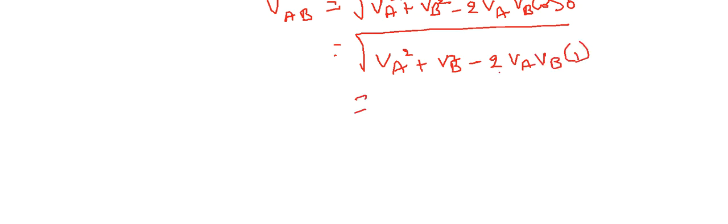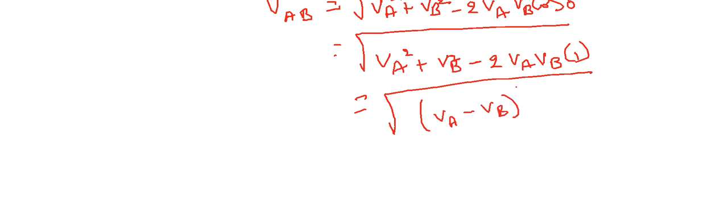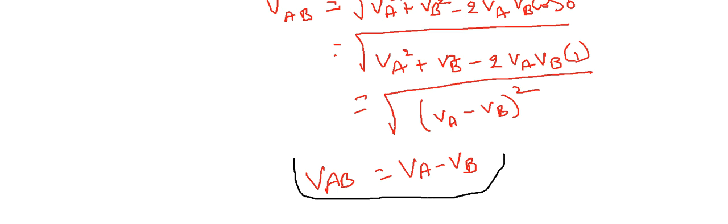If I substitute here, this becomes VA square plus VB square minus 2 VA VB, since cos 0 is 1. A square plus B square minus 2AB is nothing but A minus B whole square. So I can write this equation as VA minus VB whole square. Square and square root get cancelled. Therefore, it is VA minus VB. So when the two bodies are moving in the same direction, the relative velocity is equal to the difference of their velocities.